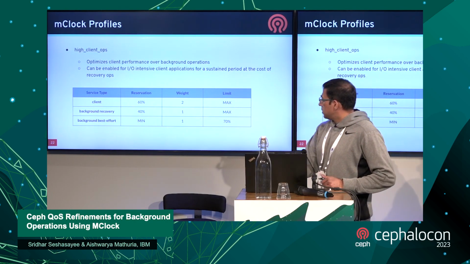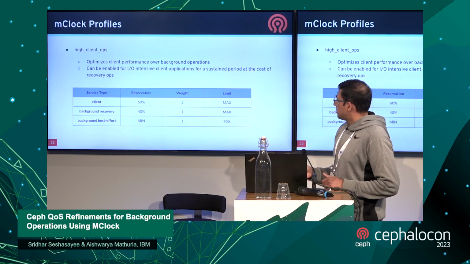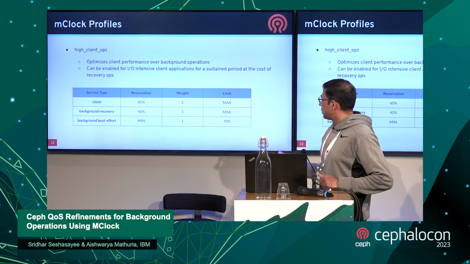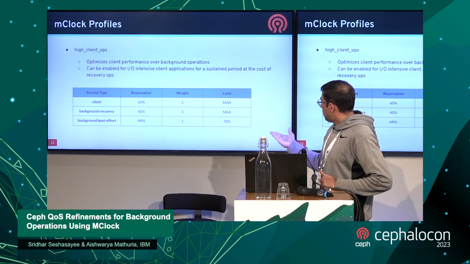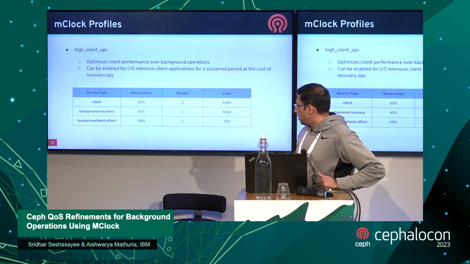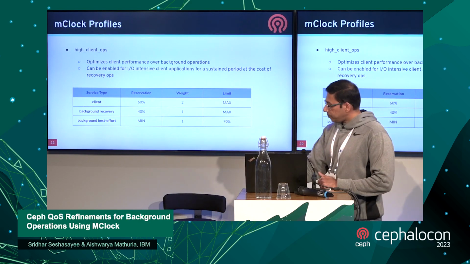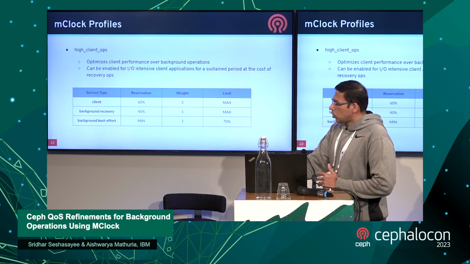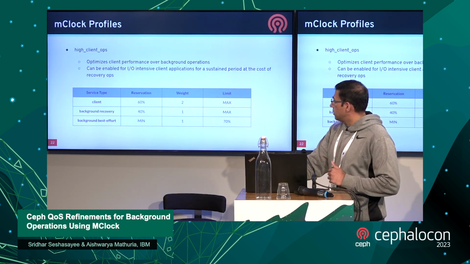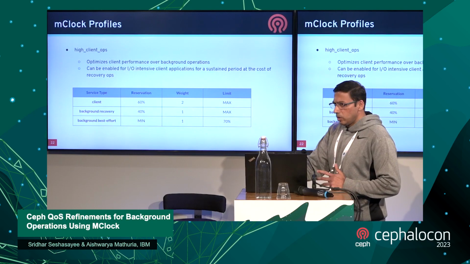The high client ops profile is one end of the spectrum, where the client ops get a really high reservation and weight, or proportion, and the background recoveries get the lowest reservation. This could be useful in cases where you have an IO intensive workload that is suddenly live in your cluster, and you want clients not to experience any high latencies. In those cases, an operator or user can enable this profile for that duration of time.